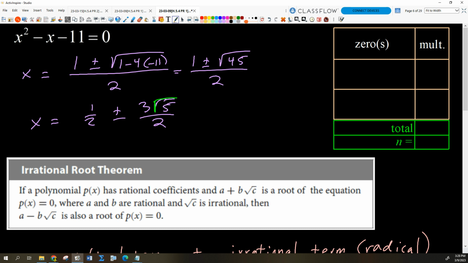So what are our zeros then? We had 1/2 plus 3 radical 5 over 2 with a multiplicity of 1, and 1/2 minus 3 radical 5 over 2 with a multiplicity of 1. So we get our 2 that we need, because the degree is 2. Okay? All right, one last problem.